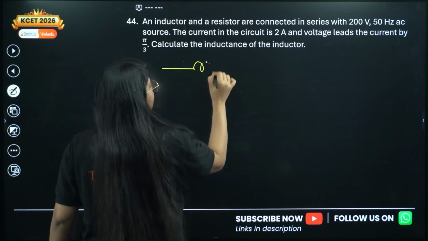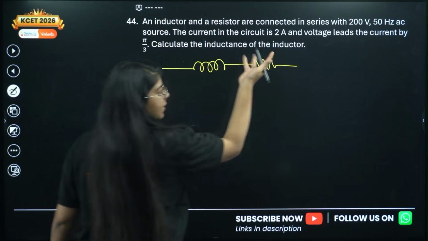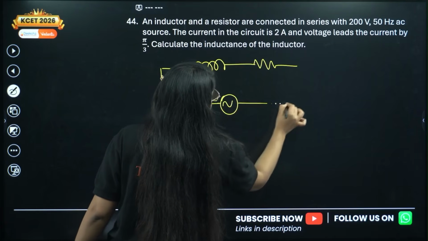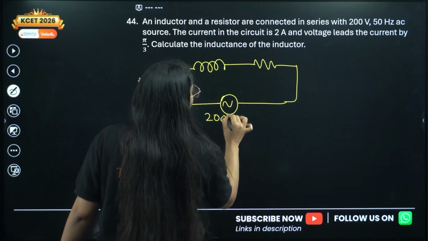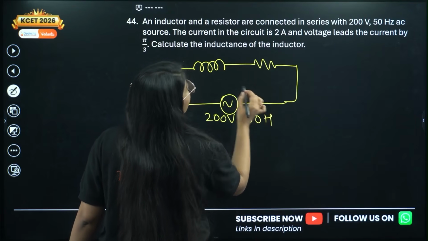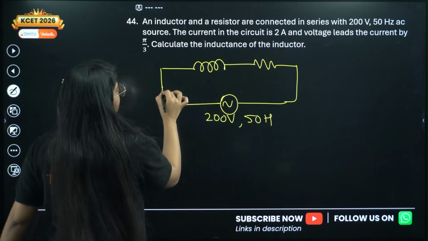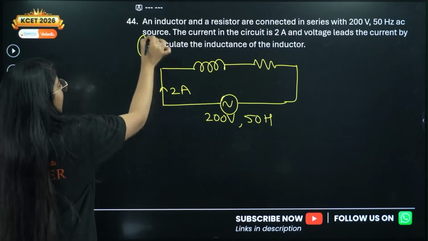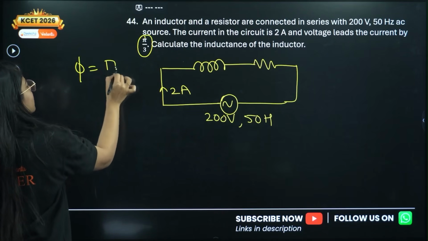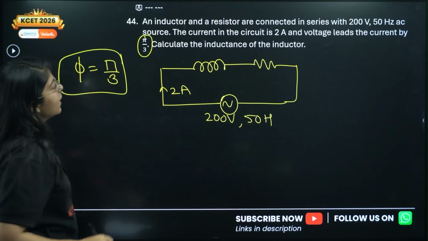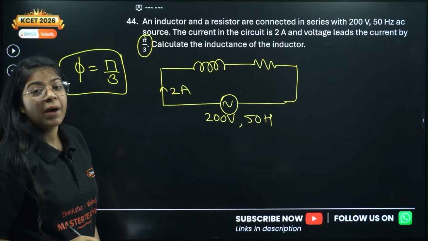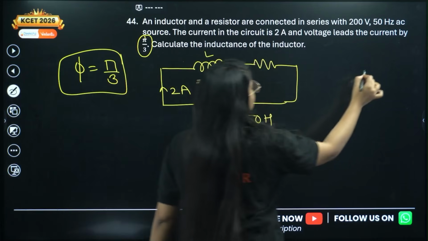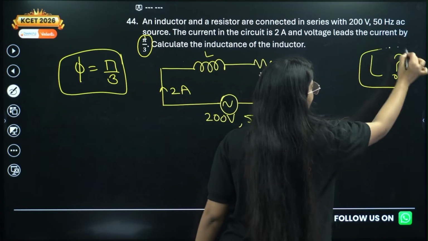So an inductor we have, and we have a resistor, they are connected in series with an AC source. So this is my AC source, its voltage is 200 volt given, 50 hertz given, and the current in this circuit is given to be 2 ampere, and voltage leads the current by an angle. We are given the phase difference by which voltage is leading the current, that is pi by 3. We need to calculate the inductance of this inductor, that is L. Correct? We need to find L.